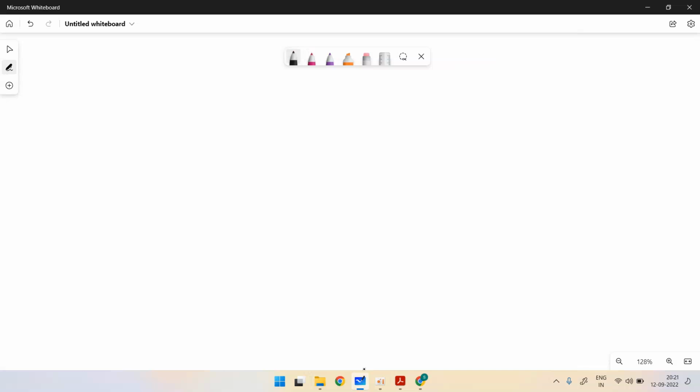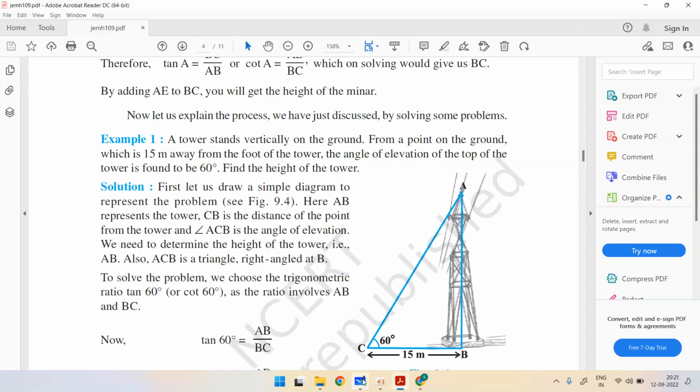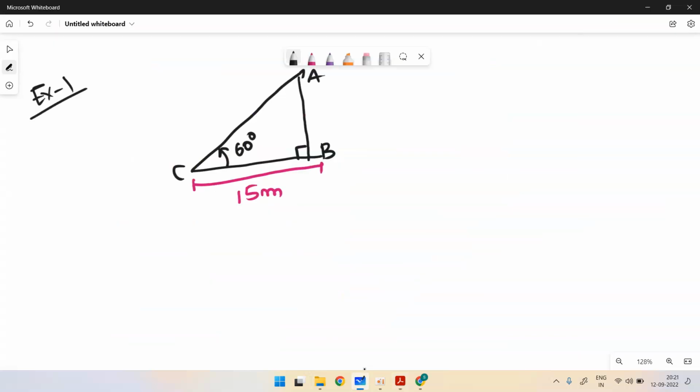So example one. This is my tower, and from 15 meters away there is a point, and from this point to the top, the angle of elevation of the top of the tower is 60 degrees. I'm assuming this is A, B, and C. Since this is a tower and BC is the ground, the angle at B is 90 degrees. We need to find the height of the tower.